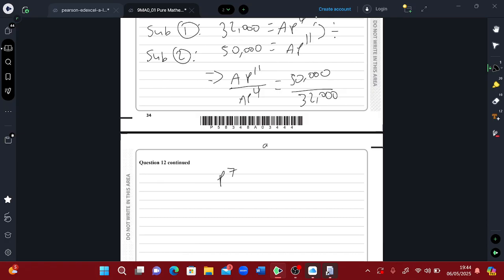Bearing in mind, let's use different letters: a to the b over a to the c is going to be a to the b minus c. So you subtract the powers. Cool. So P to the 7 is going to be this. So it's going to be 50 over 32, which simplifies to 25 over 16.